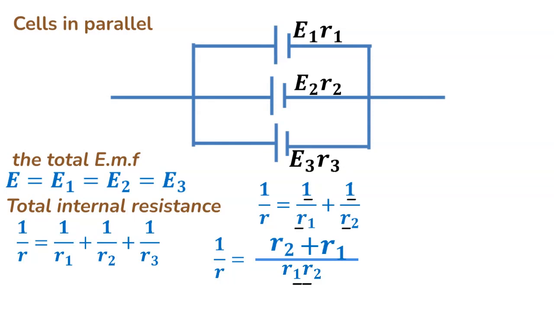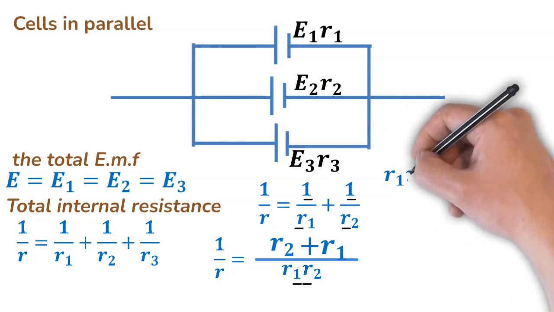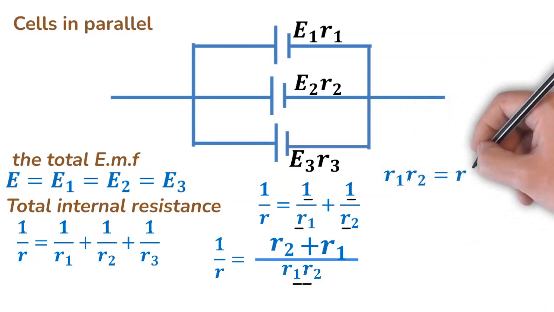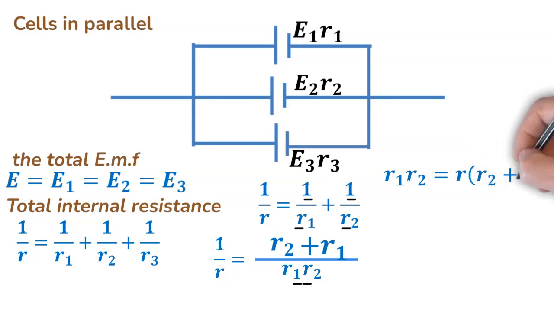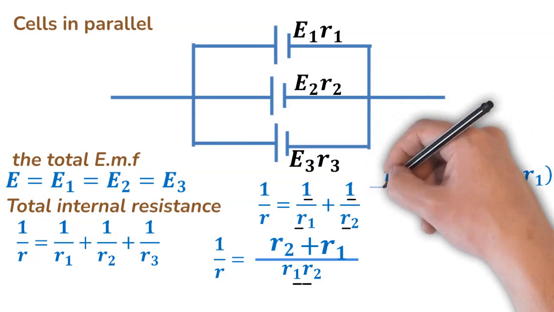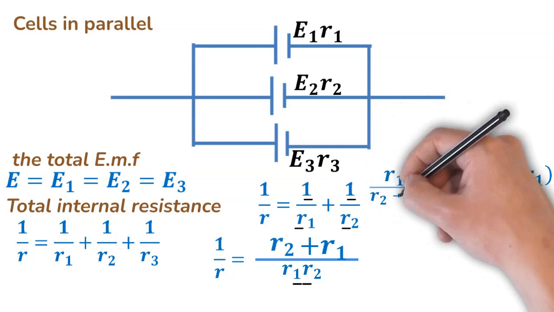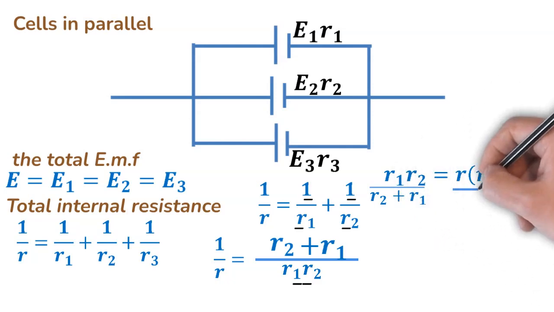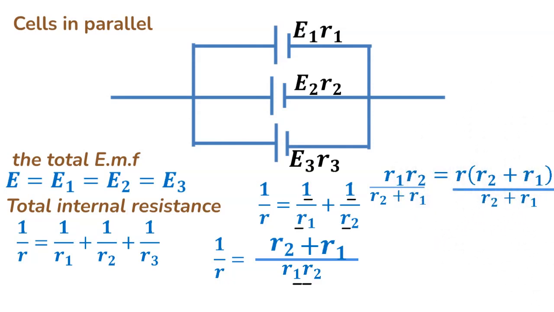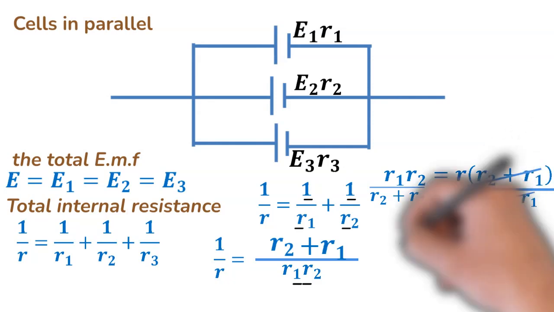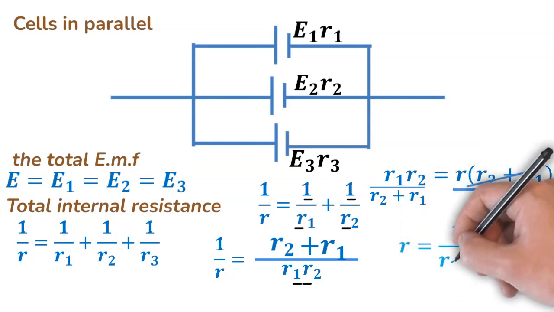So cross multiply, we have R1 R2 equals R times (R2 plus R1). So divide through by R2 plus R1. This will cancel this. So our R is equal to R1 R2 over R2 plus R1.